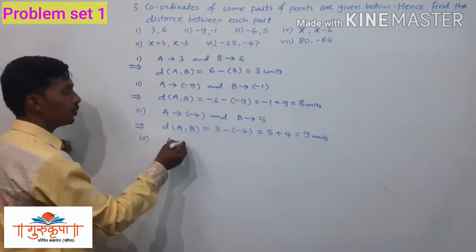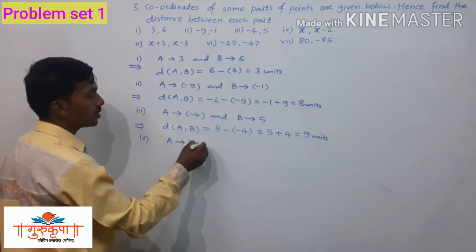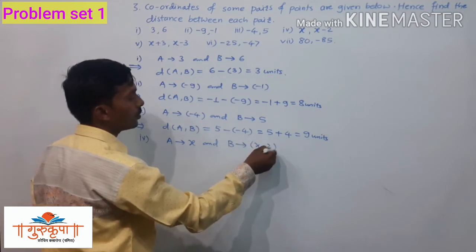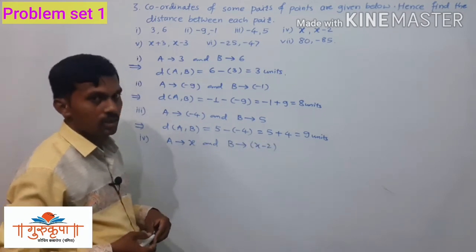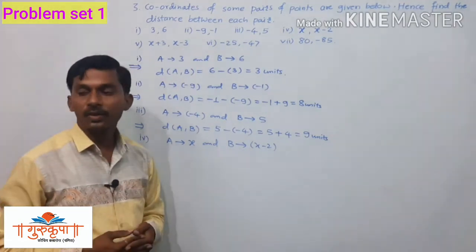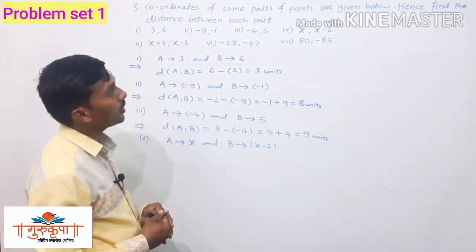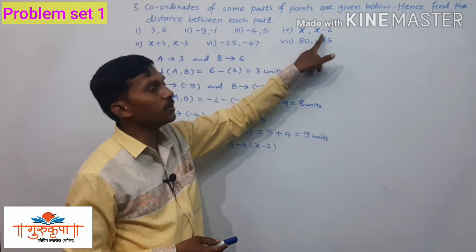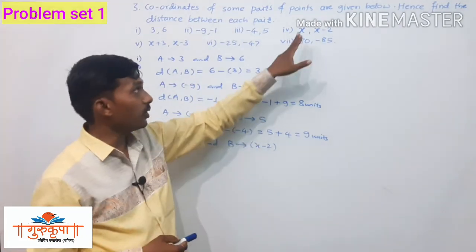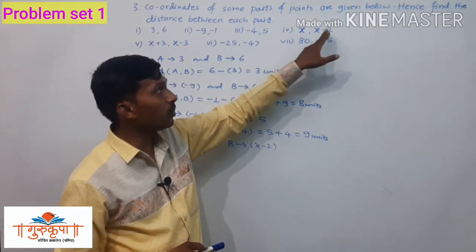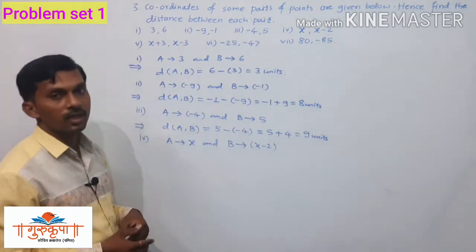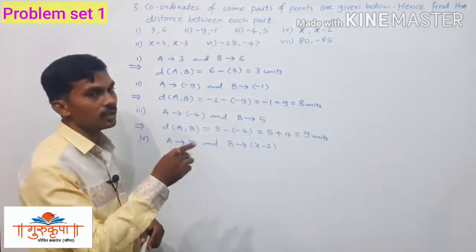Now we have example number 4. In example number 4, the coordinate of point A is given as x and the coordinate of point B is given as x minus 2. Here the question is modified. In the textbook we have x comma minus 2, but actually x comma x minus 2 should be there. Here we modified the question. In the textbook it is given as x comma minus 2 only, but we write it as x comma x minus 2, since we will get the same answer as given in the textbook.